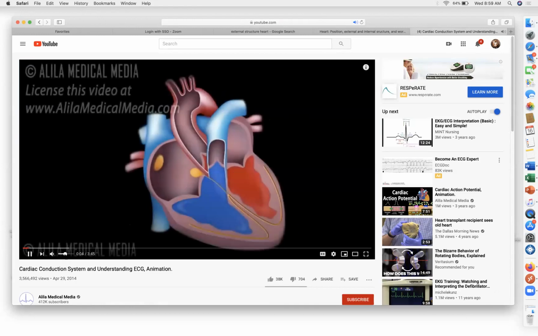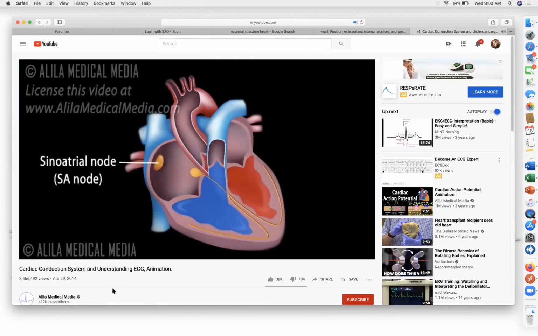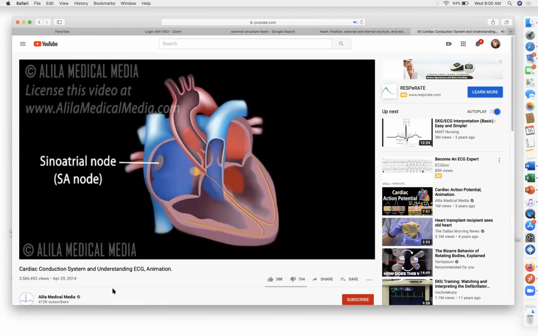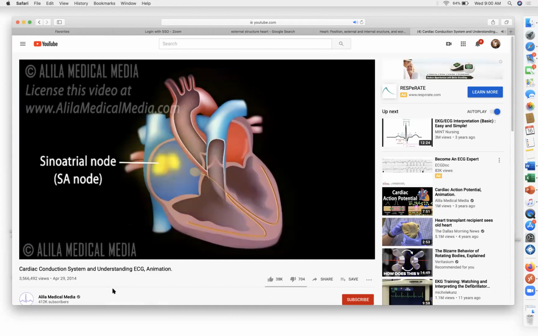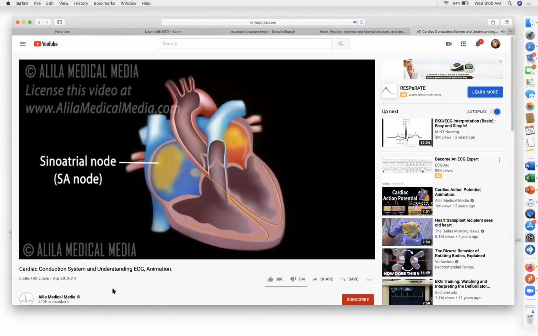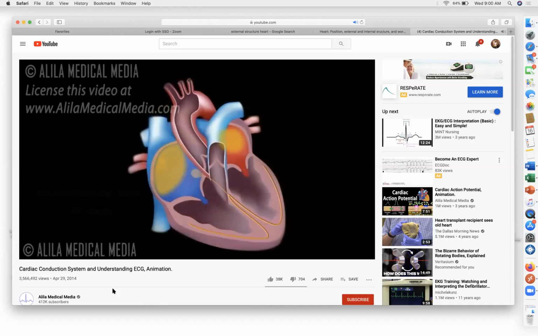The cardiac conduction system consists of the following components: the sinoatrial node, or SA node, located in the right atrium near the entrance of the superior vena cava. This is the natural pacemaker of the heart. It initiates all heartbeat and determines heart rate. Electrical impulses from the SA node spread throughout both atria and stimulate them to contract.